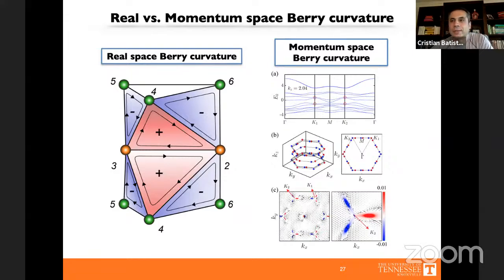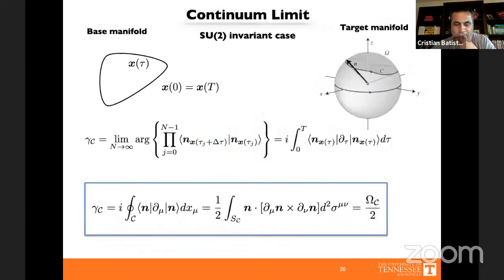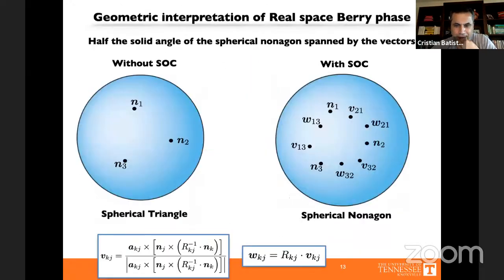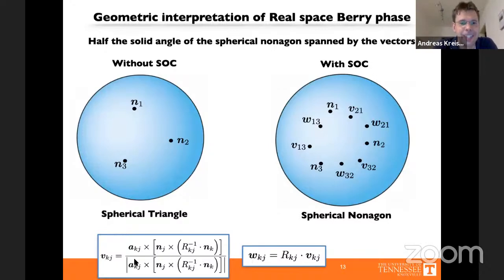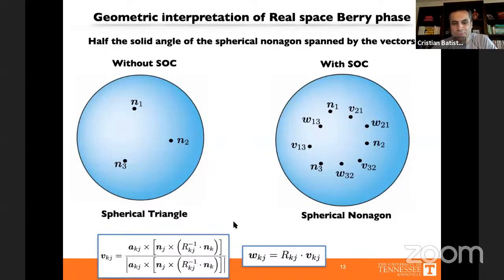Yeah, that is a good question. Let me go back to that equation. You are asking about these vectors, right? What is the interpretation when spin-orbit coupling goes to 0? One has to be careful with that limit. When the spin-orbit coupling goes to 0, one should get back this area. What should happen is that these two vectors should be on the geodesic that connects these two points, so the area of this nonagon becomes the same as the area of this triangle.